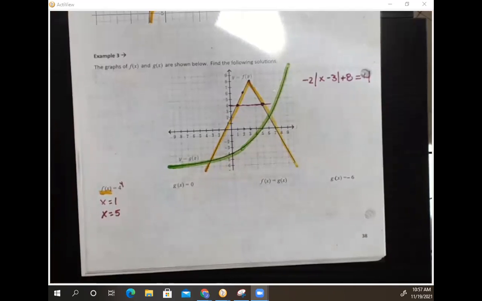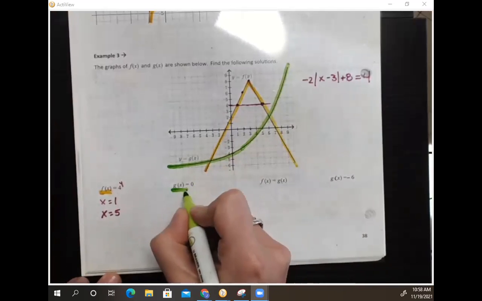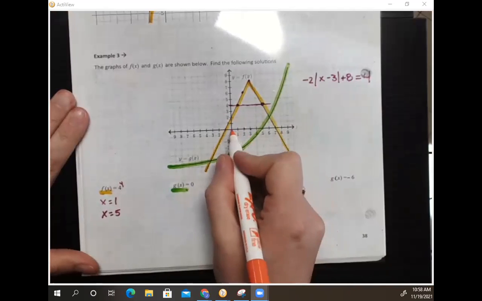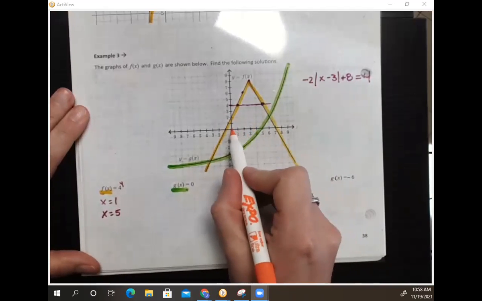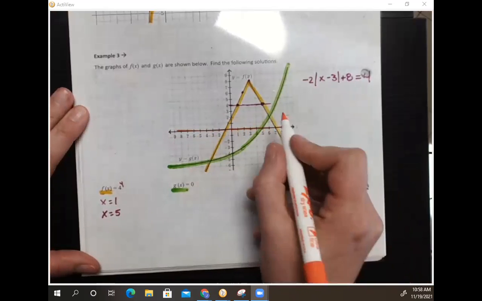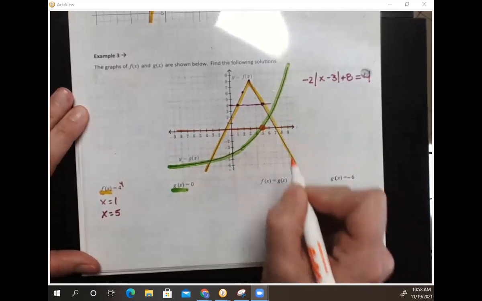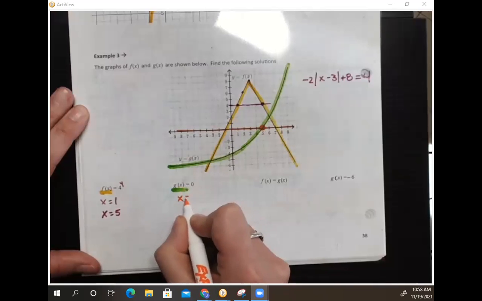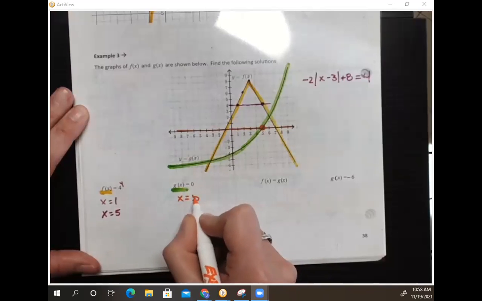So now same idea, but with g of x. So I want to know, when does g of x equal 0? So remember, I'm going to where y is 0, and I'm going to stretch that across my graph, and I'm looking for when I hit the green. So we hit the green right here. So g of x equals 0 when x equals 5.